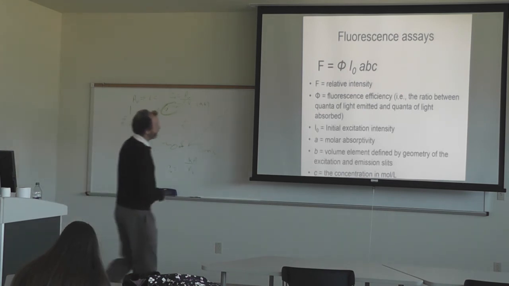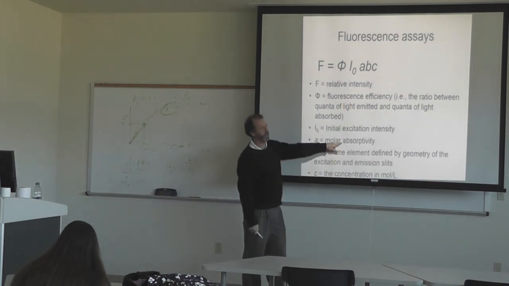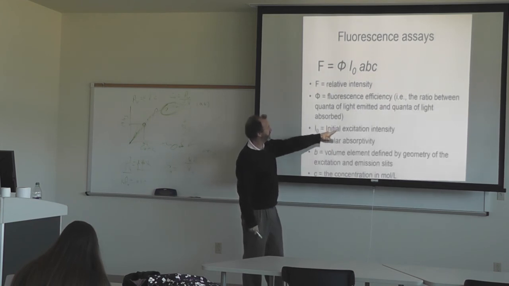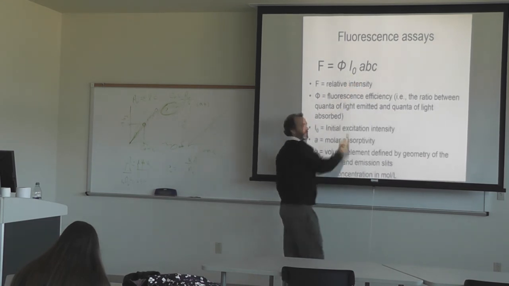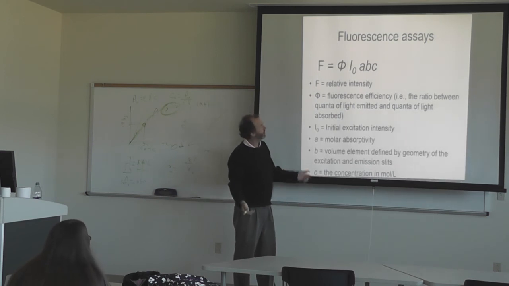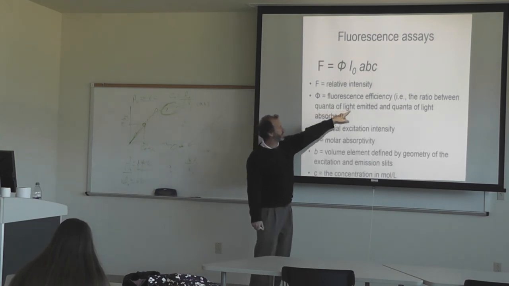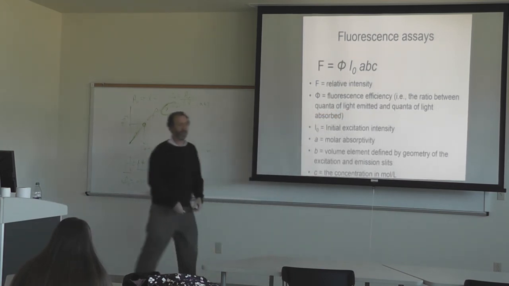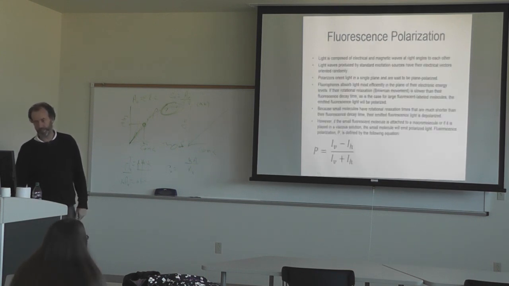So that's why you include the molar absorptivity, because of the amount of light that's going to be absorbed. The excitation intensity has to do with how much light gets absorbed, right? And then the fluorescence efficiency is the ratio between the quanta of light emitted and the quanta of light absorbed, which has to do with the difference between those two. So you'll see the amount of fluorescence.